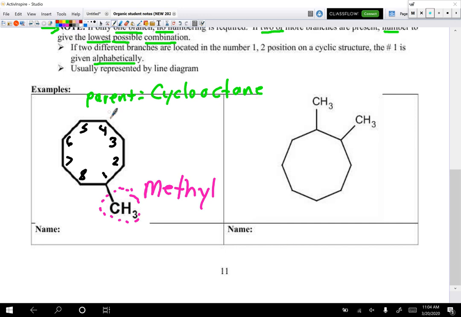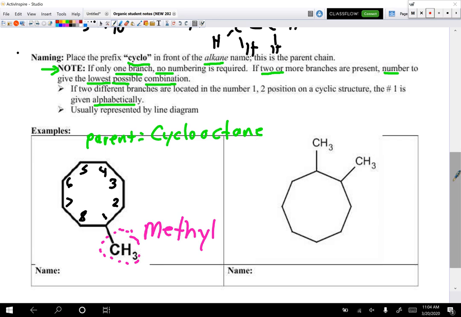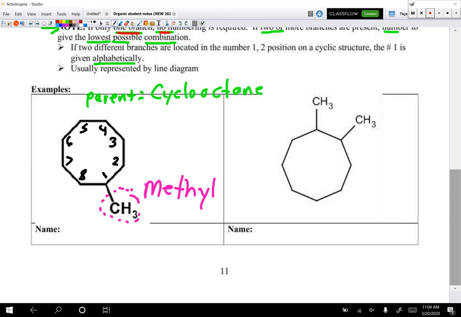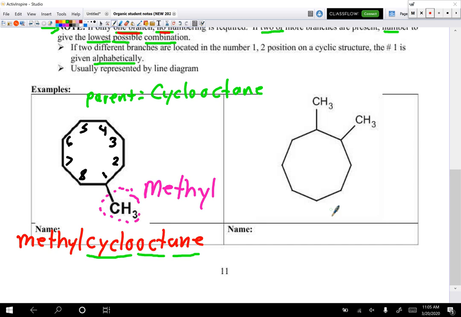Now, as we are naming it, it says right here in that special note that if there is one branch, no numbering is required. So we have one branch, so this is why we're going to have methylcyclooctane. So you will notice we are keeping with the IUPAC naming system where our branch is listed first and our parent chain is listed last, right? But the only difference right here is that we have this cyclo indicating that it is a closed ring, and specifically we have 8 carbons that all have single bonds.